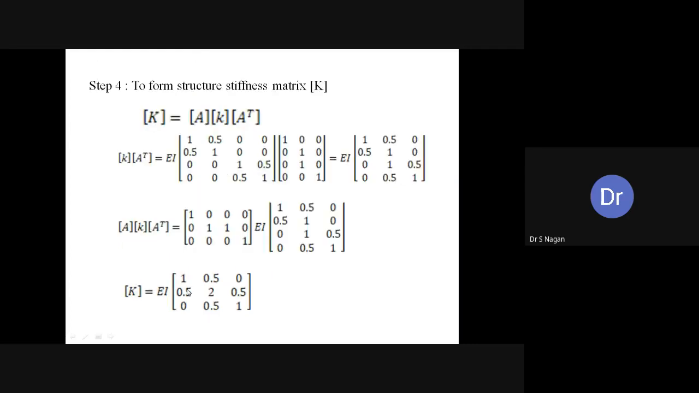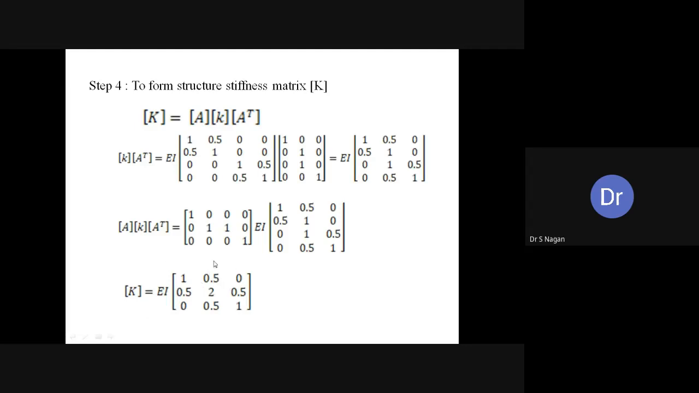Then capital K. So capital K is A K A transpose. So the rule is first find K A transpose. So write K, find A transpose. Take EA as a common term. So you'll be getting K A transpose, because we'll be using this at another step. Then A K A transpose, pre-multiply by A. So you'll be getting capital K as EA into 1.5, 0, 0.5, 2, 0.5, 0.5, 1. So we have got capital K as a 3x3 matrix.